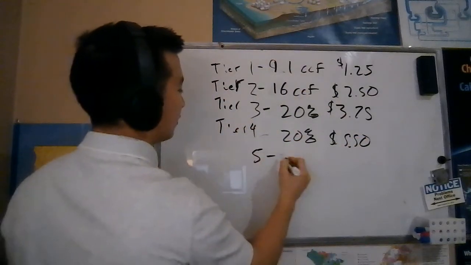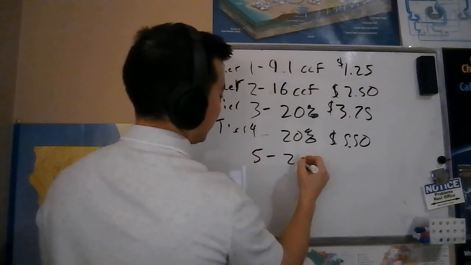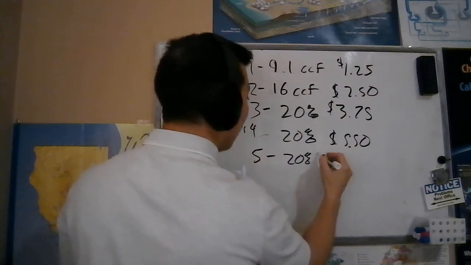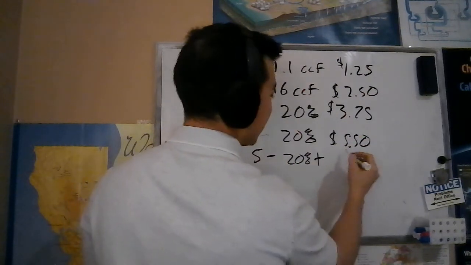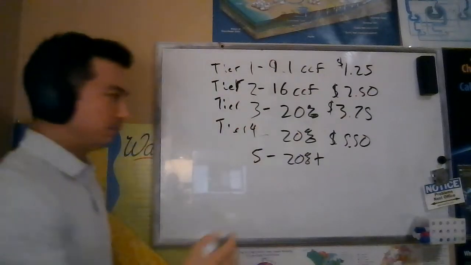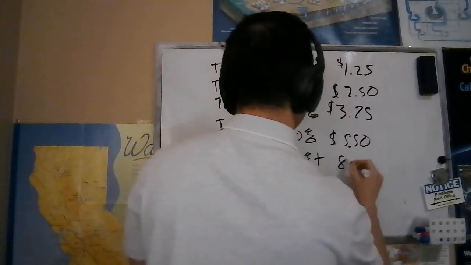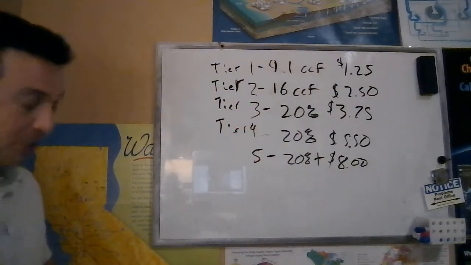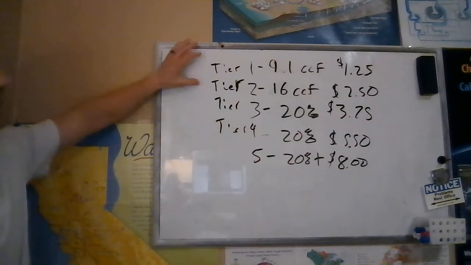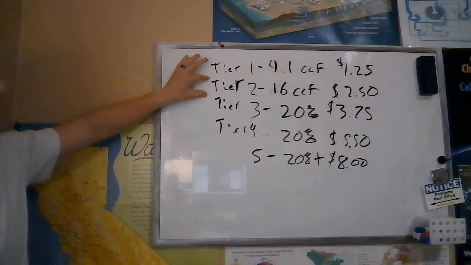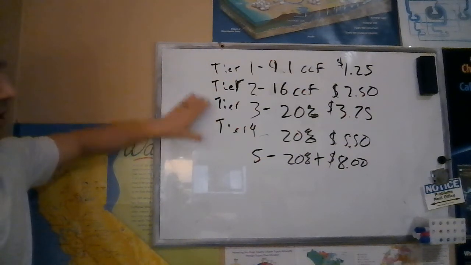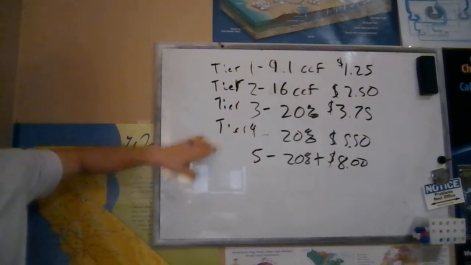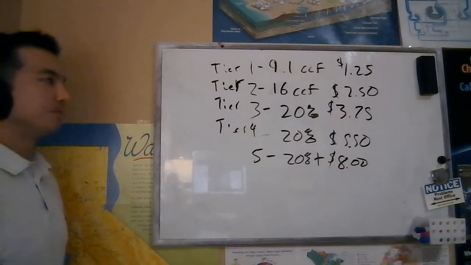Some agencies have a tier 5. That is basically another 20%. Anything more than that, the cost can increase substantially. Maybe now it's $8 per billing unit. So a budget-based rate structure like this is very specific to create your indoor and outdoor budget. Then your tiers get significantly more expensive as you continue to use water.